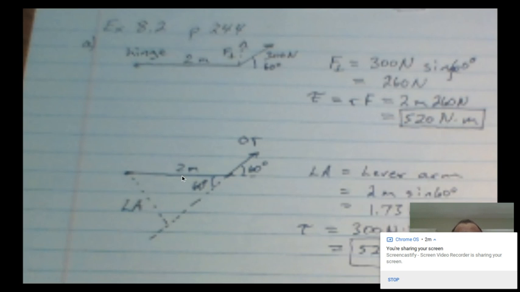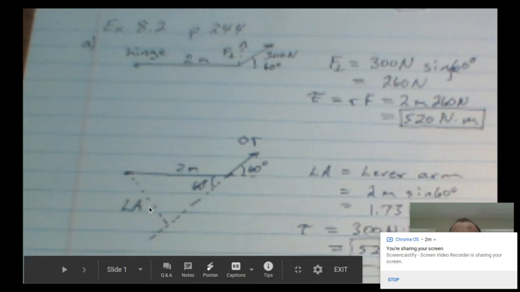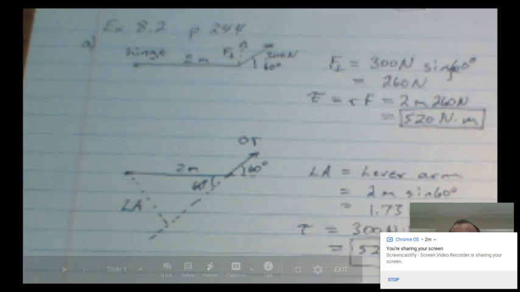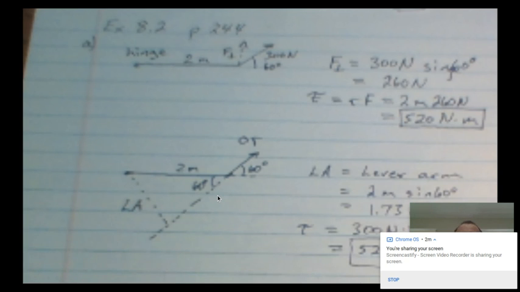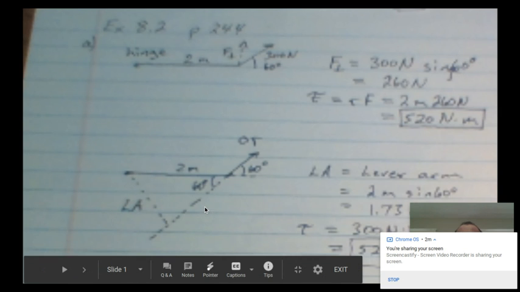And then we have the door of a length of 2 meters as the hypotenuse. So we can take 2 meters times sine 60 to give us our effective lever arm. And then we end up with our force of 300 times our effective lever arm, which is 1.73, which gives us a torque of 520 newton meters. Either way, it gives us the same answer. And it's just two different ways of looking at where the perpendicular force is here, or where the effective lever arm is here.